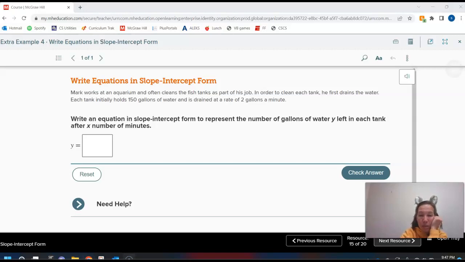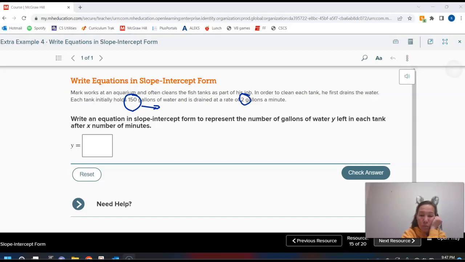Mark works in an aquarium and cleans the fish tank. In order to clean each tank, he drains the water. Each tank initially holds 180 gallons and is drained at a rate of 2 gallons a minute. So initially we have 180 gallons. So this here is my y-intercept. What do we start out with? And then it is drained at a rate of 2 gallons a minute.